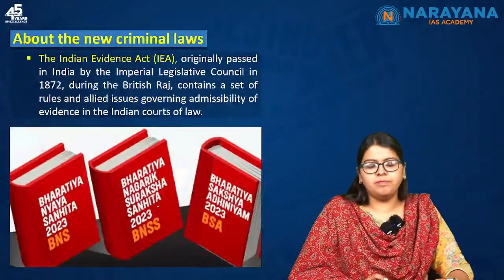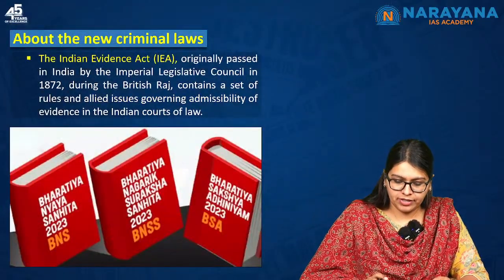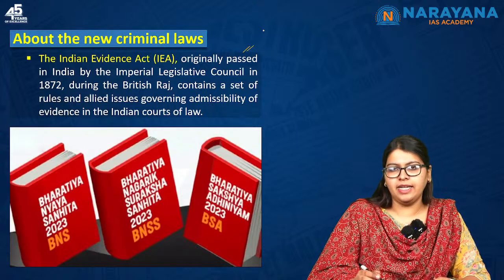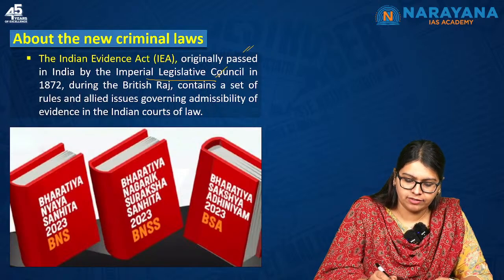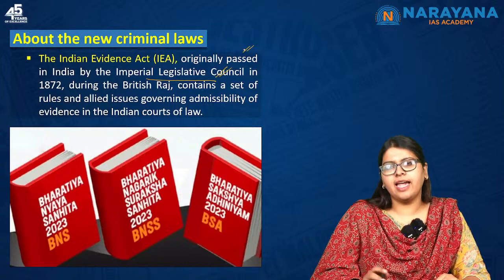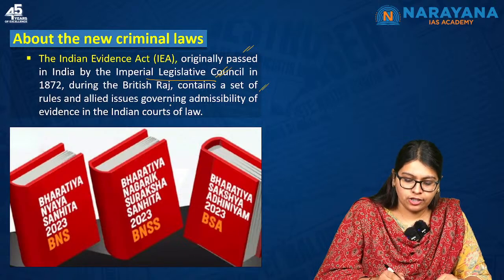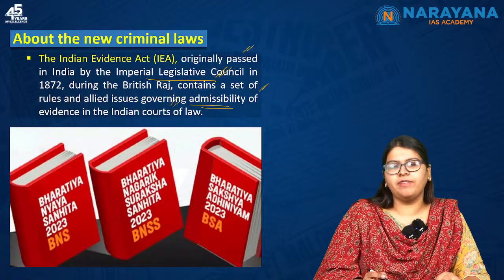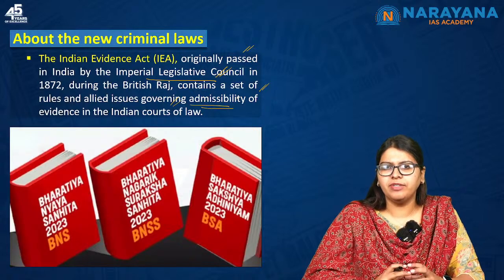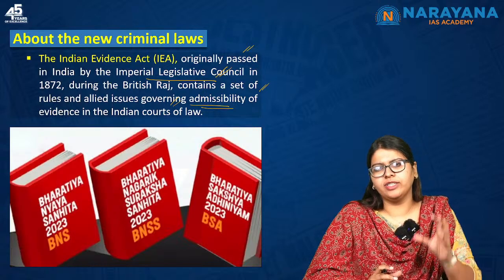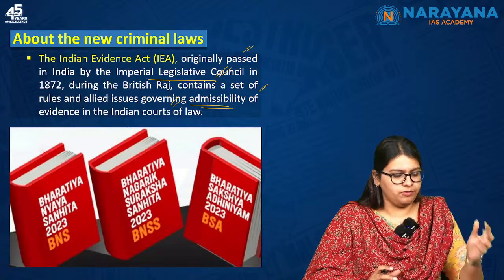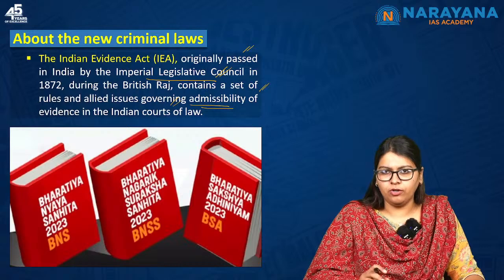1872. This Indian Evidence Act was passed in India by the Imperial Legislative Council during the British Raj, and it contains a set of rules as well as allied issues governing the admissibility of evidence in the court. So, what kind of evidence is taken up by the court as proper evidence against a convict or a victim? This is what this particular law talks about.